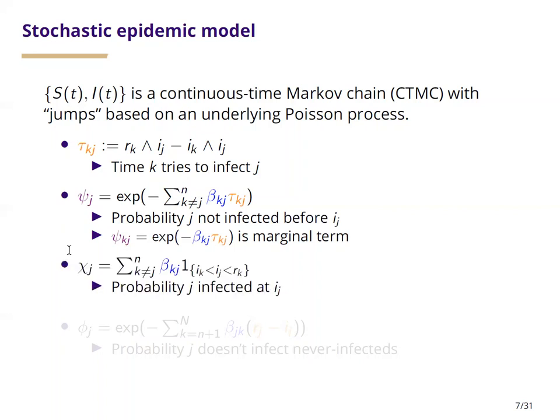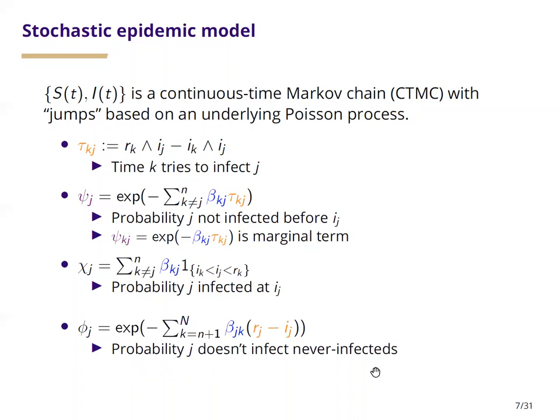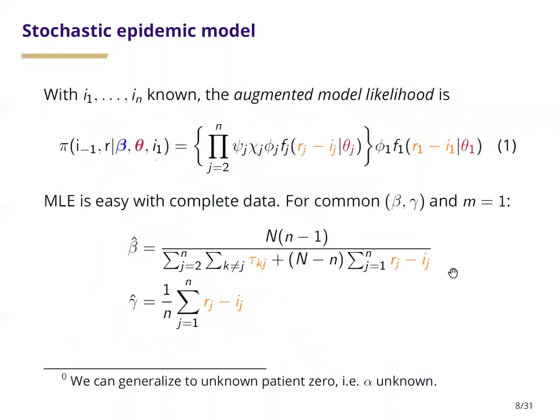Next, we have chi j. This is sort of the instantaneous probability that J is infected at time ij. And this is, in fact, the jump probability from this CTMC. Next, we have phi j. And this is the probability that J doesn't infect the never infected, of which there are capital N minus little n never infected. Lastly, I'll say that the psi and phi terms can be understood as survival probabilities with respect to the CTMC.